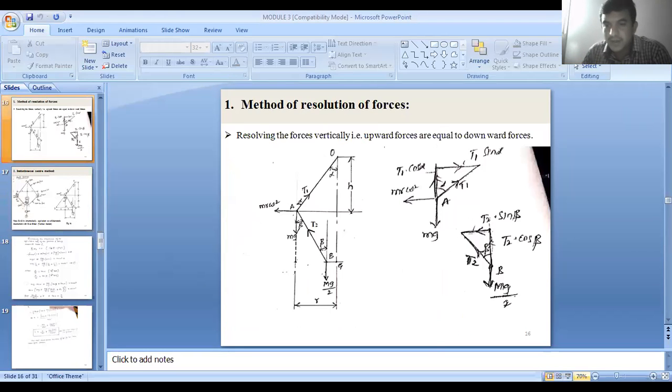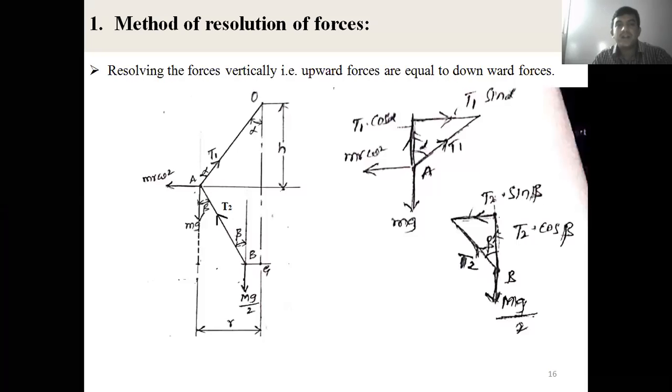In order to determine the speed and height of the governor, first we'll use this method of resolution of forces, the analytical method. Again, from the subject point of view, this method is not in your syllabus. Now we'll move on to the second one, the instantaneous center method.